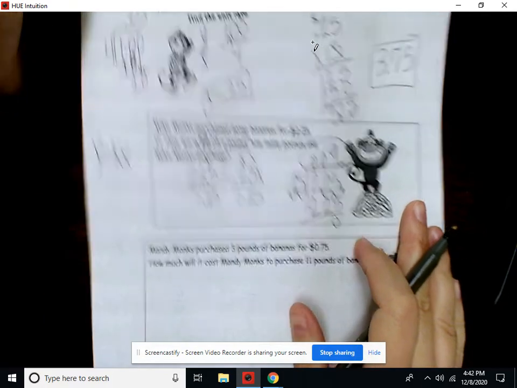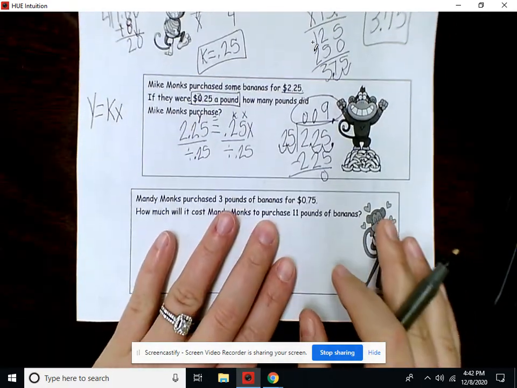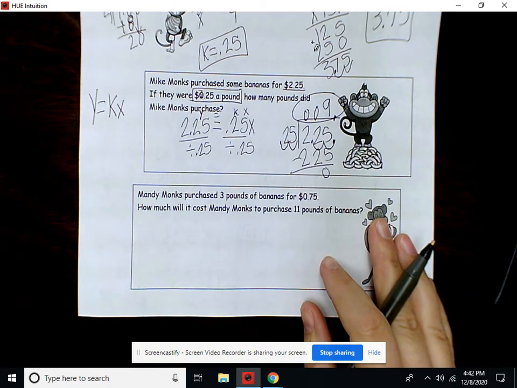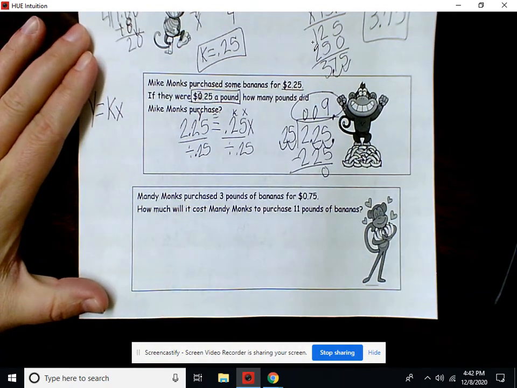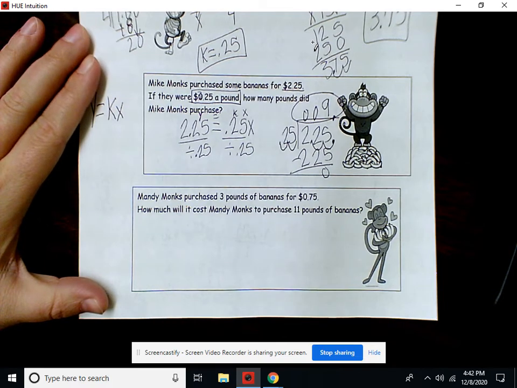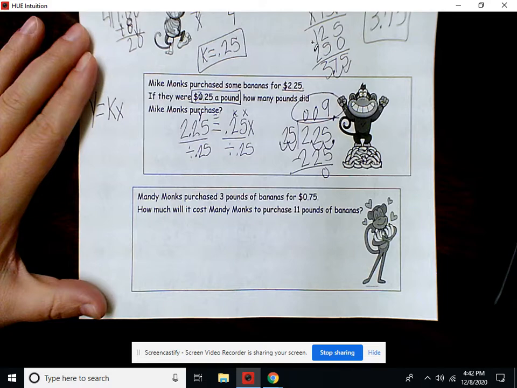Okay, so this next one is a little bit different, kind of like your homework that you did on Monday. It's kind of a multi-step process. So Mandy Monks purchased 3 pounds of bananas for 75 cents. How much will it cost if Mandy Monks purchased 11 pounds of bananas? So first we've got to find the unit rate. What does it cost for 1 pound of bananas?